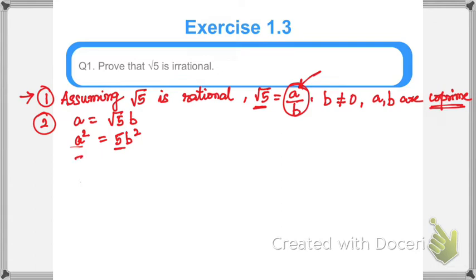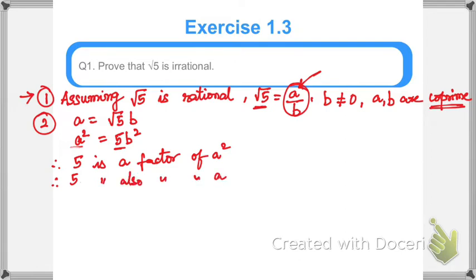We can write as 5 is a factor of a square. Therefore, 5 is also a factor of a. Okay, by fundamental theorem, we can write it like this.